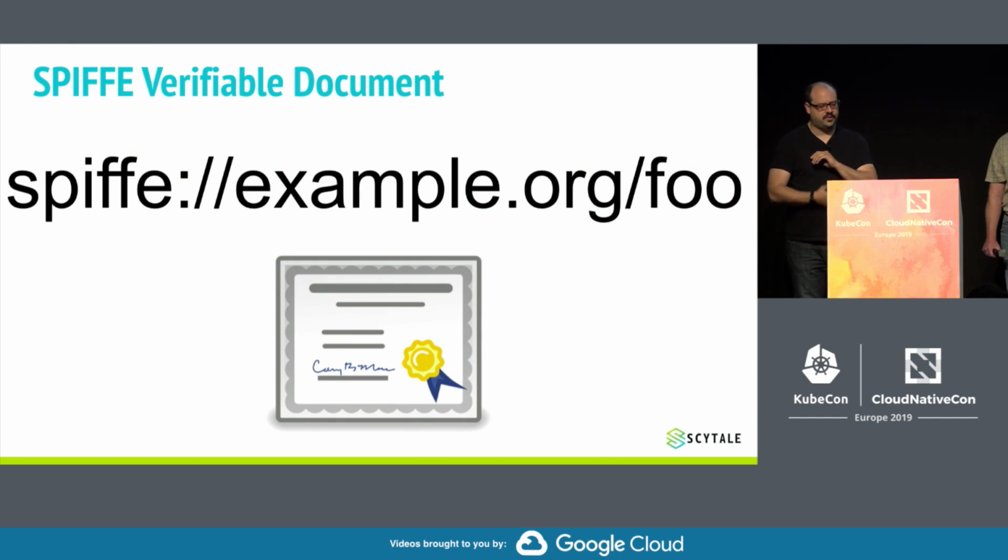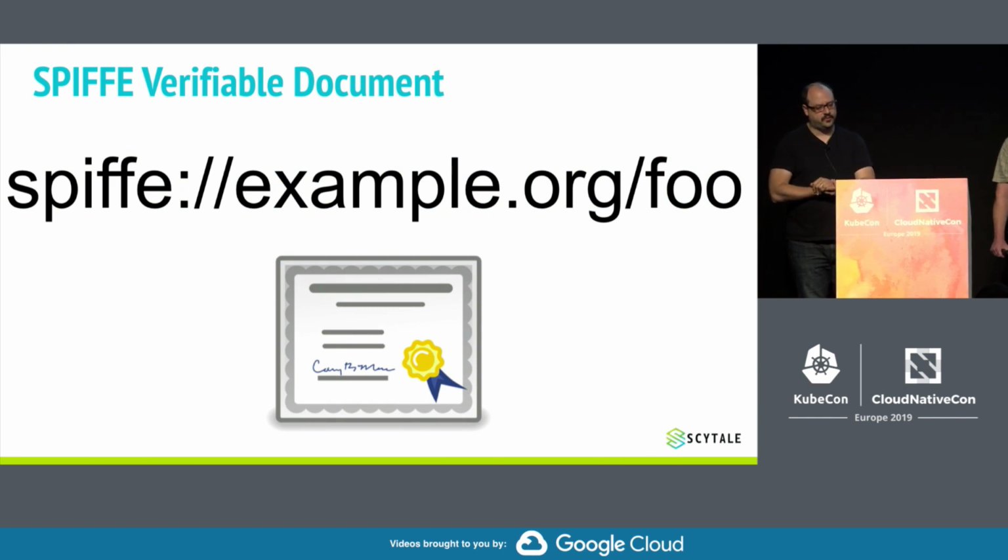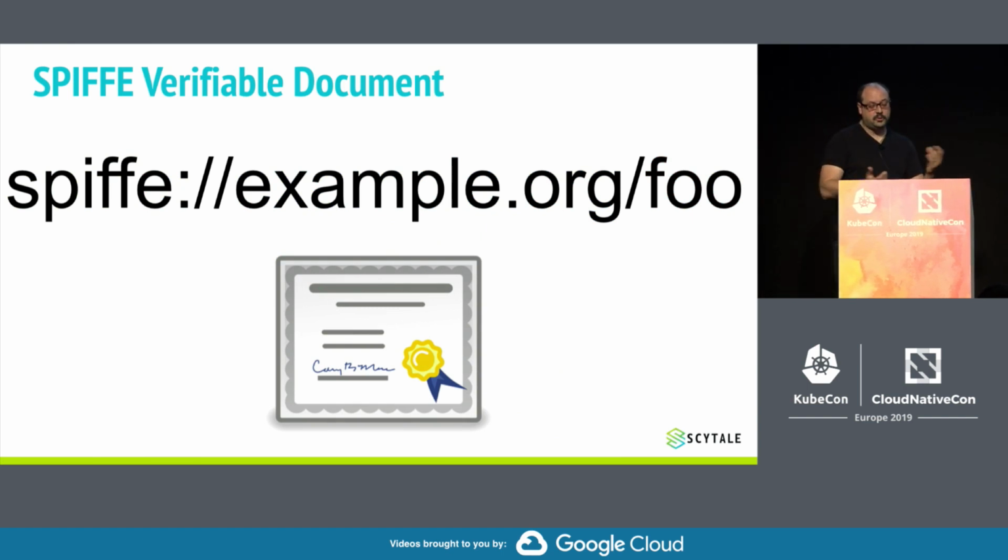Now, the next thing is that verifiable document, the SVID. Currently, we support 2 different types of SVIDs. We have an X509 SVID and a JWT SVID. We started with X509 certificates as the underlying document type, and it made the most sense because it was widely deployed and understood.